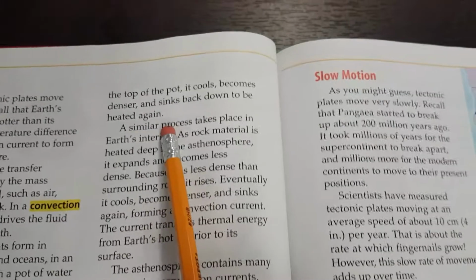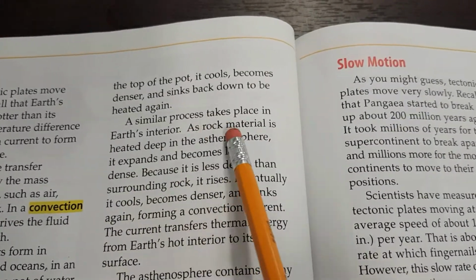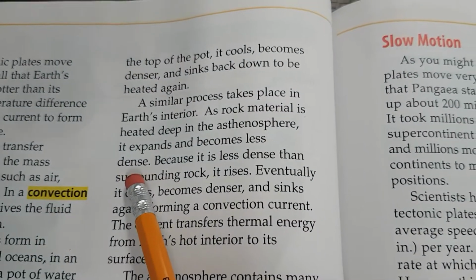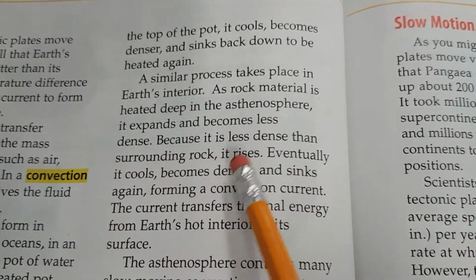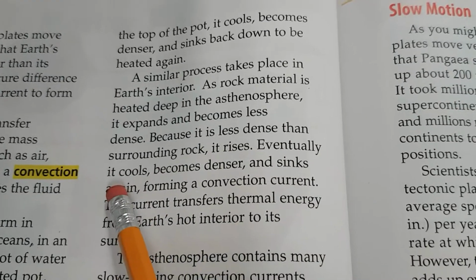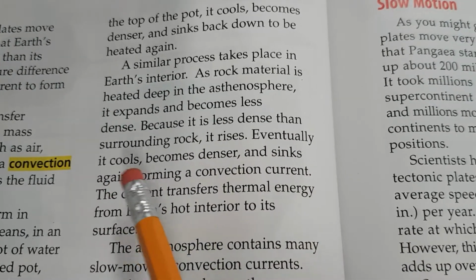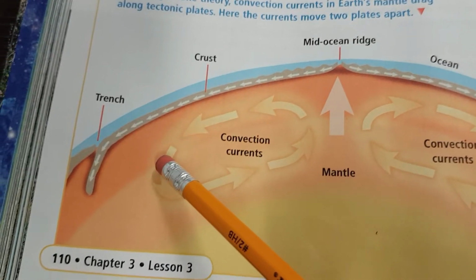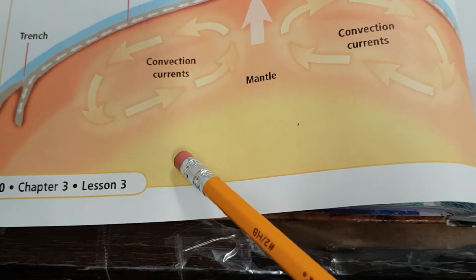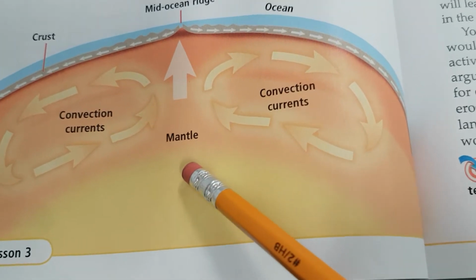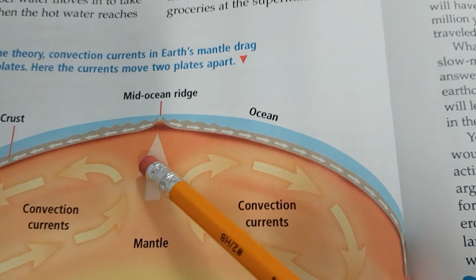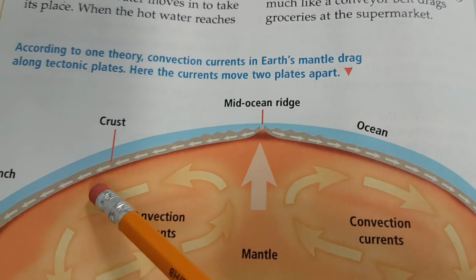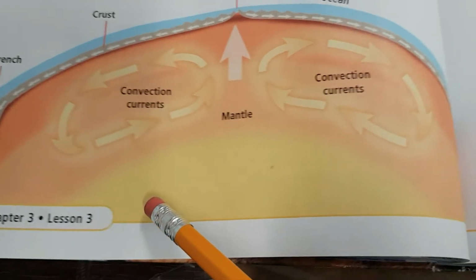Okay, let's see, where are we? A similar process takes place in Earth's interior. As rock material is heated deep in the asthenosphere, that's deep over here, it expands and becomes less dense. Because it is less dense than surrounding rock, it rises. Eventually it cools, becomes denser, and sinks again, forming a convection current. So it cools, becomes more dense, sinks again, and starts that current motion. Gets into the asthenosphere, heats up, less dense, floats and rises, cools, more dense, sinks towards the bottom, and so on.